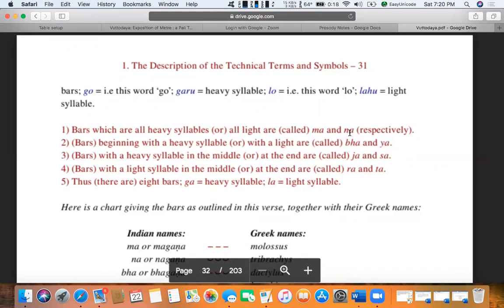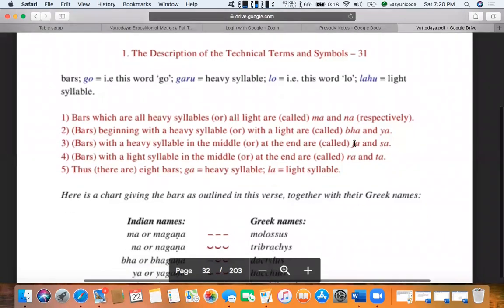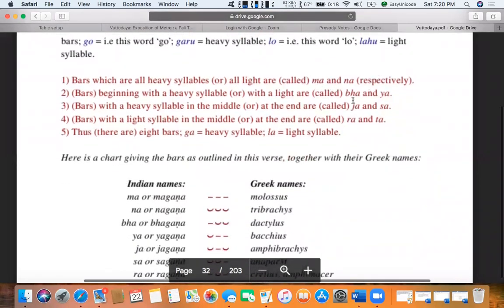And there are some other syllable groups, beginning with a heavy syllable or with a light one, called bha and ya. If a group begins with a heavy syllable and the rest are light syllables, that group is called bha. And when a group starts with a light syllable and the rest of the syllables are heavy, that group is called ya. Then bha gana and ya gana, four groups: ma, na, bha, ya.